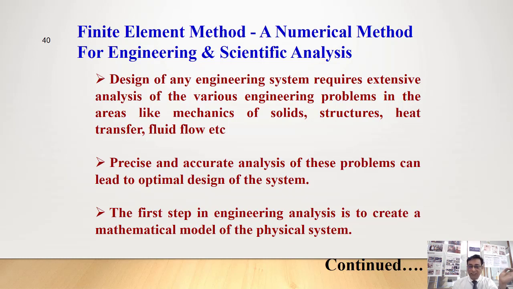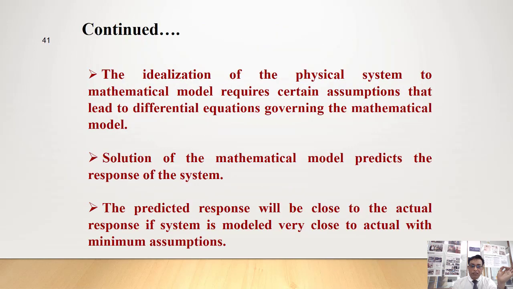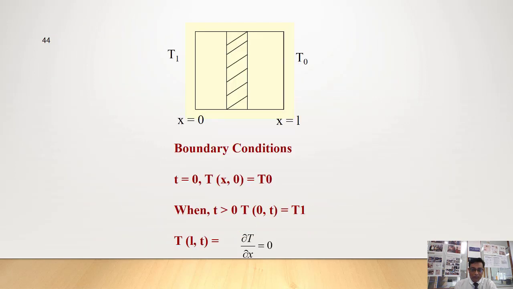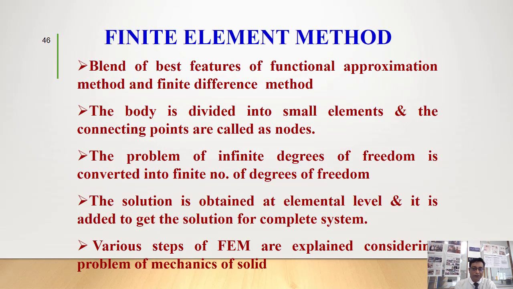The first step in engineering analysis is to create a mathematical model of a physical system. The idealization of the physical system to a mathematical model requires certain assumptions that lead to a differential equation governing the mathematical model. The solution of the mathematical model predicts the response of the system. The predicted response will be close to the actual response if the system is modeled close to the actual one with minimum assumptions. So these are boundary value problems. We have solved this type of problem in first year engineering.